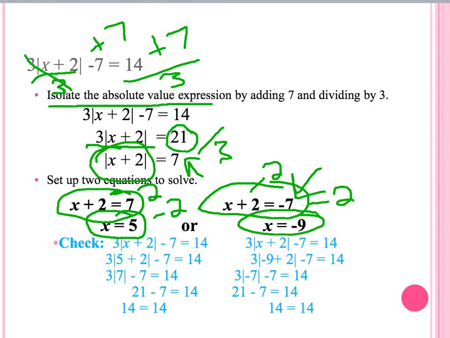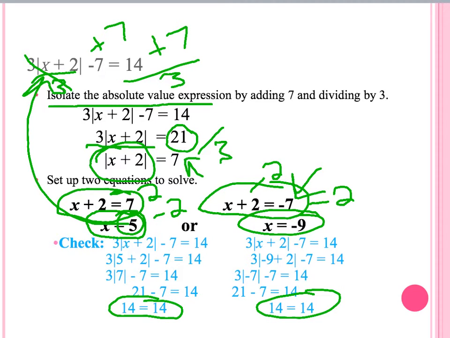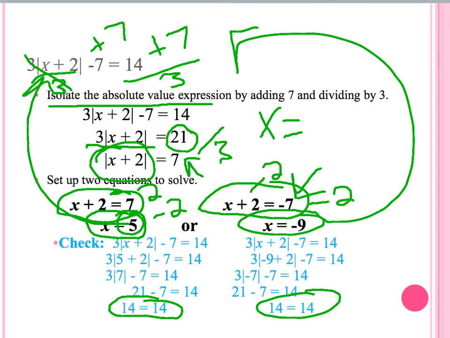Now, however, we are not done. Our last step is to plug our solutions into the original problem and make sure our answer checks out for both solutions. Now, our last step will be to write x equals 5, comma, negative 9, and we can put these in set notation.